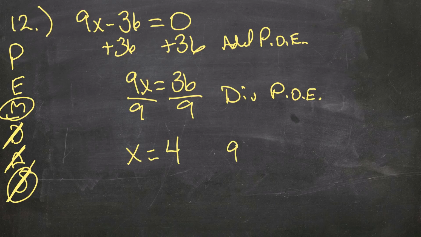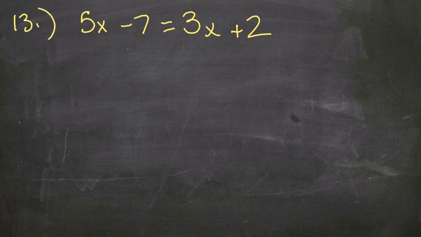Now I plug it in to see if it works. So 9 times 4 minus 36, does that equal 0? Well, 36 minus 36 does equal 0, so you're good to go.